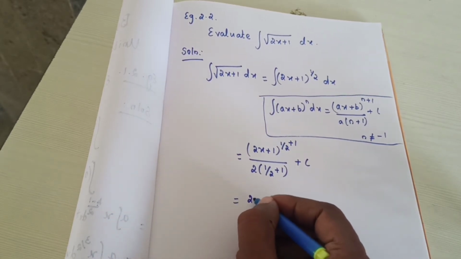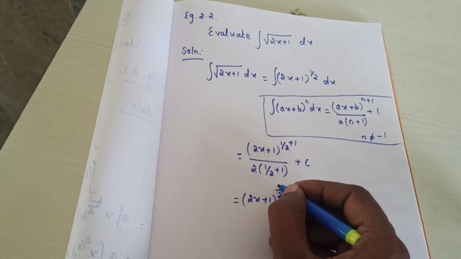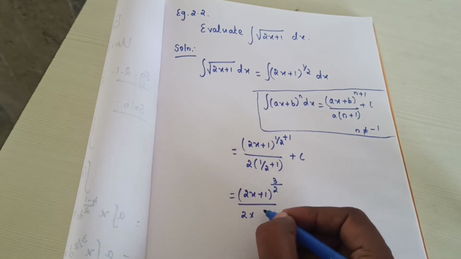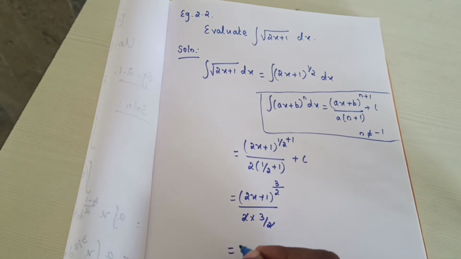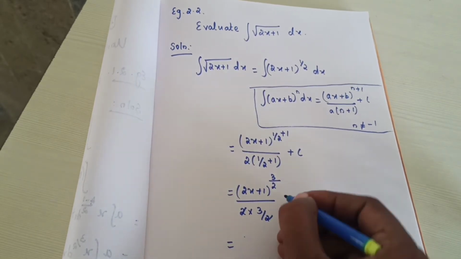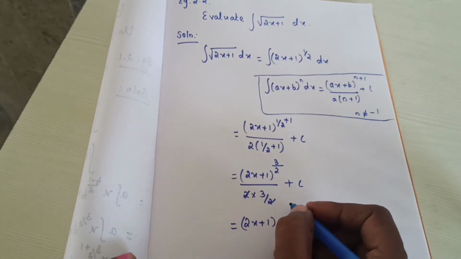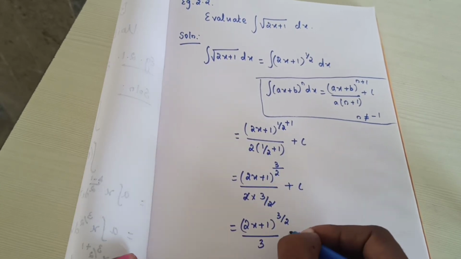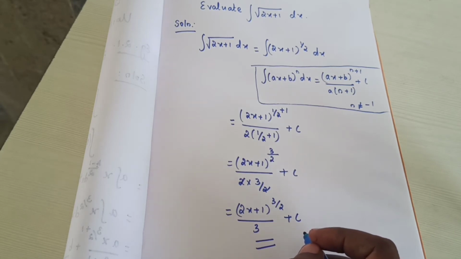Okay. That's equal to 2x plus 1 the whole power, what's the LCM? 2 is the LCM. So you will get 1 plus 2 is 3, divided by 2 into, how much you will get? 1 by 2 plus 1. So you will get 3 by 2. Yes. So this and this will get cancelled. So what's the answer you will get? 2 plus c. Don't forget to put plus c. 2x plus 1 the whole power 3 by 2 is 3 by 2 divided by 3, plus c. Okay. So this is the answer for the question.